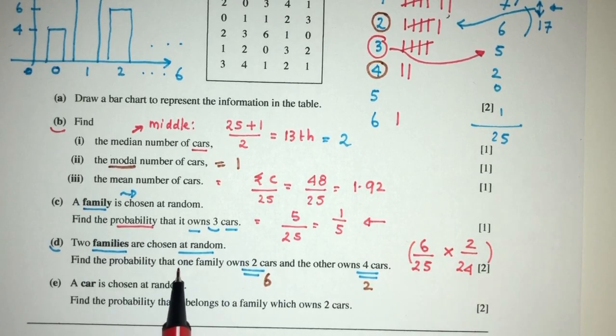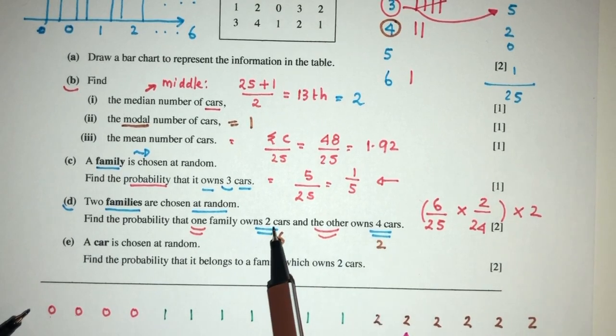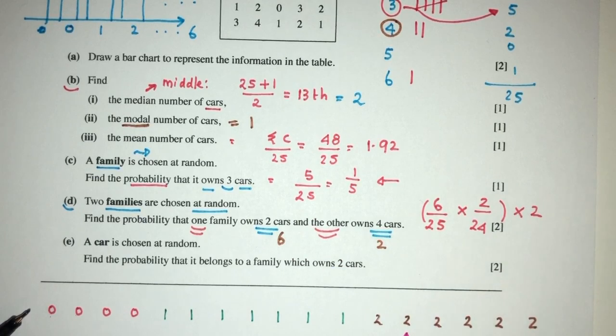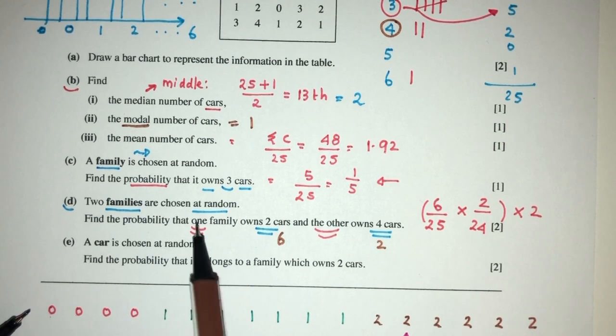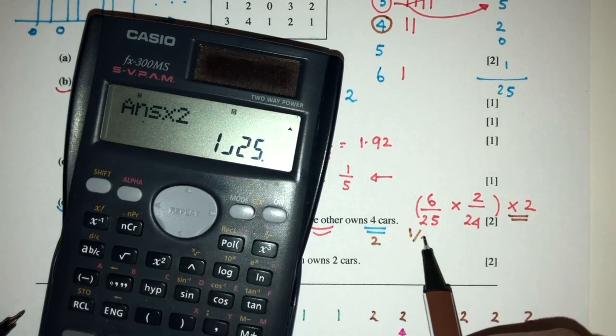Now, whenever you have one and the other, always remember to multiply by 2. The explanation for this is that there are 2 case scenarios. We can first take this one, which is 6 over 25, and then this one, or we could flip and take this one first and then this one. Because of that we have 2 possibilities. One way to remember this: whenever you have one and the other, multiply by 2 at the end. That'll be 6 over 25 times 2 over 24 times 2. That'll be 1 over 25 as the answer.